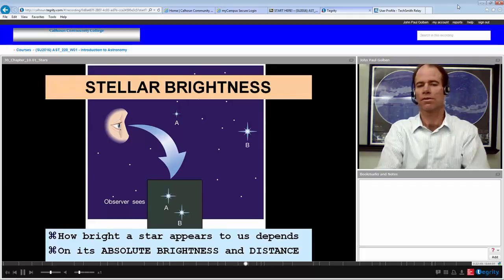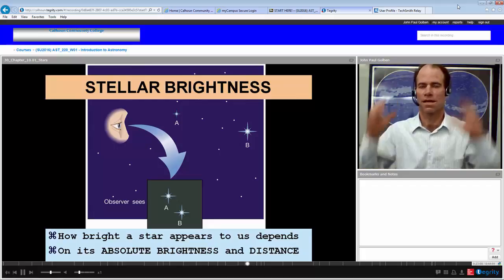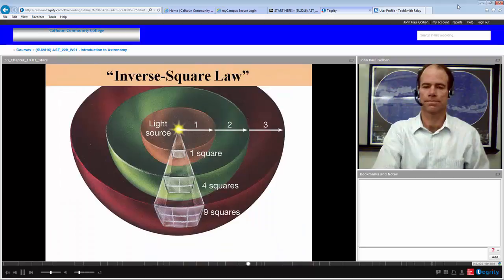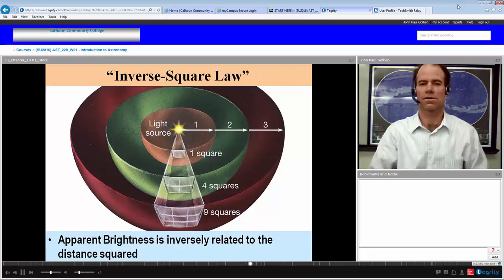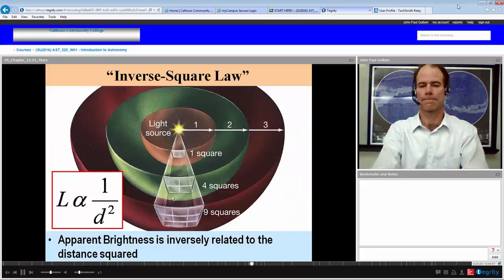But if you want to know exactly how bright something is, its true brightness, then that depends on distance. So how bright a star appears to us depends on its absolute brightness and how far away it is from us. And we know that the apparent brightness is inversely related to the distance squared from us. So how apparent something appears in brightness will depend on how far away it is from us. In other words, the light is diluted as it gets further away from us.